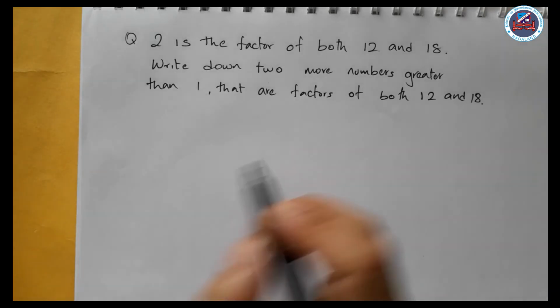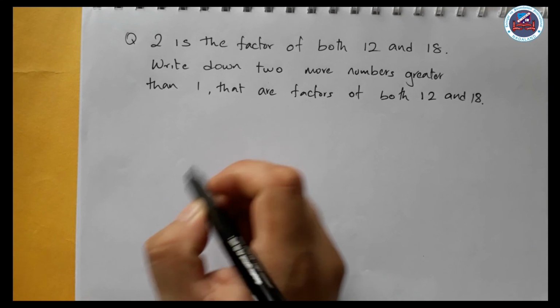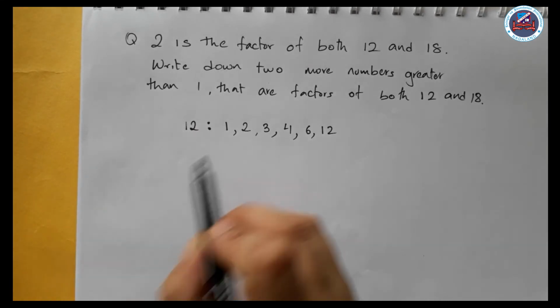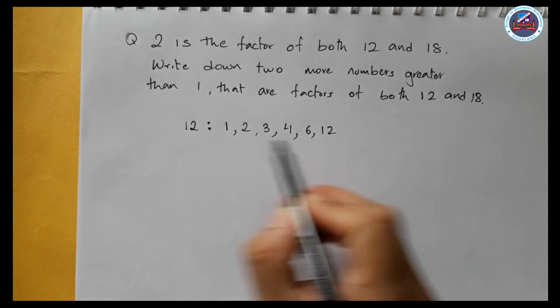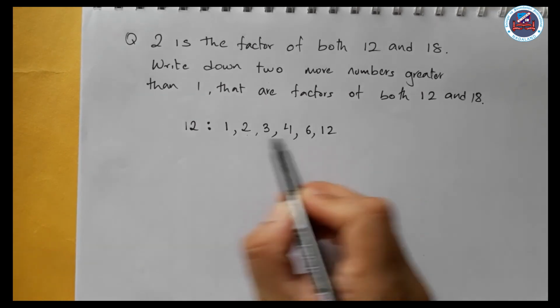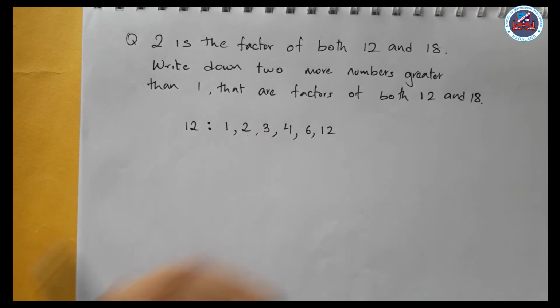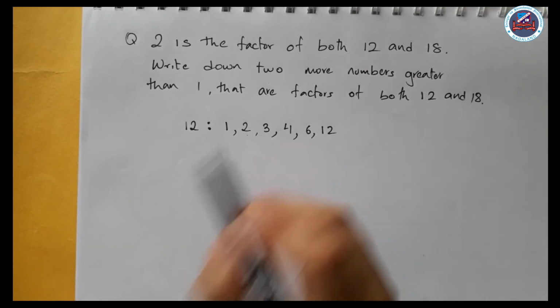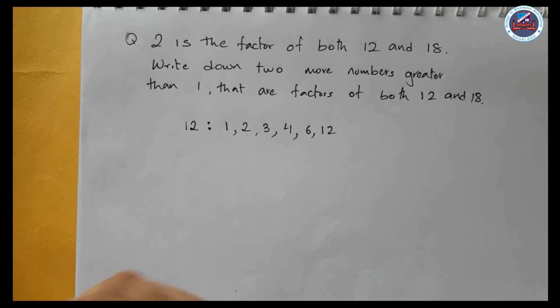So let's start by writing down the factors of 12. These are the factors of 12. 1 into 12 will give you 12. 2 into 6 will give you 12. 3 into 4 will give you 12. So these numbers will multiply and give you 12. Therefore, they are known as factors.